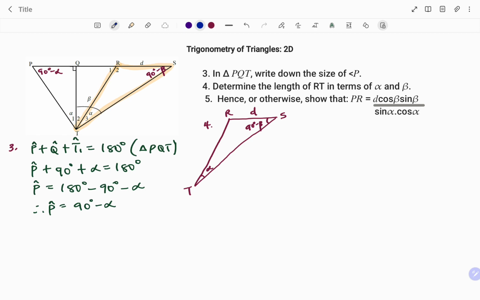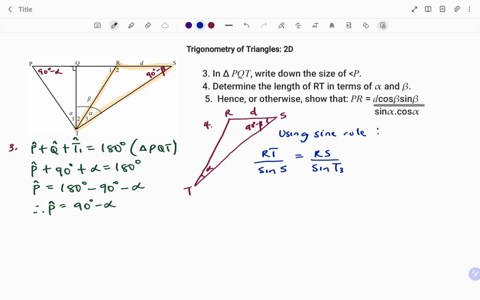So that's the diagram as shown. To find the length RT, I'm going to use the sine rule. So using the sine rule, the sine rule states that the ratio of the side RT over the sine of the angle facing RT, that's sine of angle at S, is equal to the ratio of the side RS over sine of the angle facing RS, that's sine of angle T3.